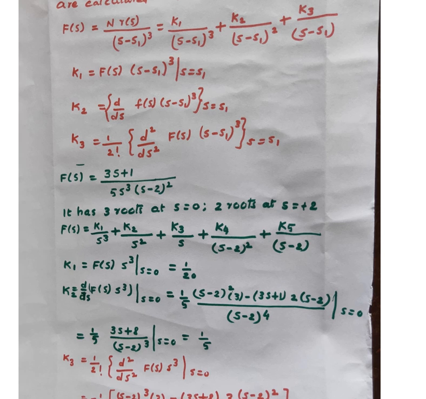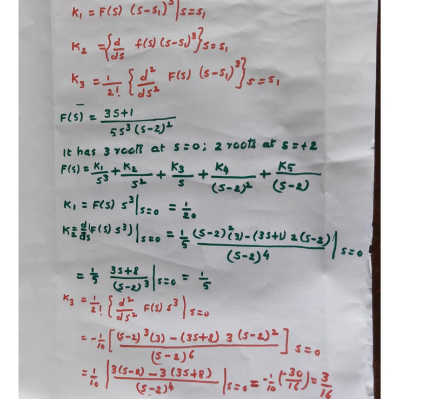So once you substitute s is equal to 0, then we get 1 by 5 into 3s plus 8 divided by s minus 2 whole cube. Substitute s is equal to 0. Then we get 8. You will get 1 by 5 into 8 divided by 8, because here s is equal to 0 means minus 2 whole cube, means 2 cube means 8. So both will cancel, you will get 1 by 5 as the answer.